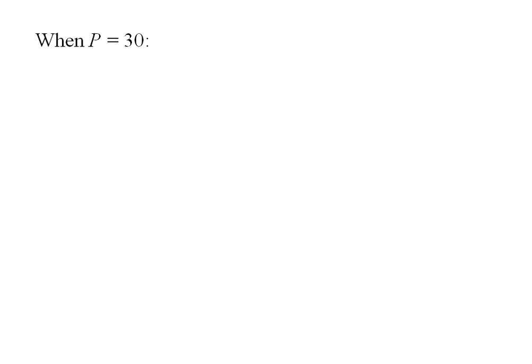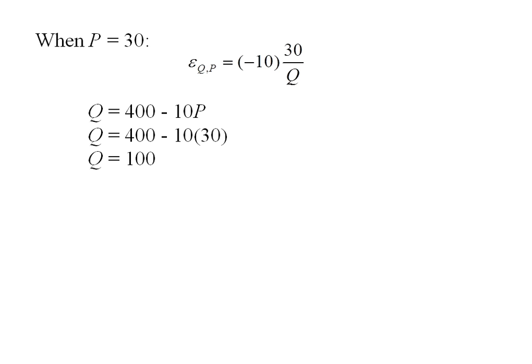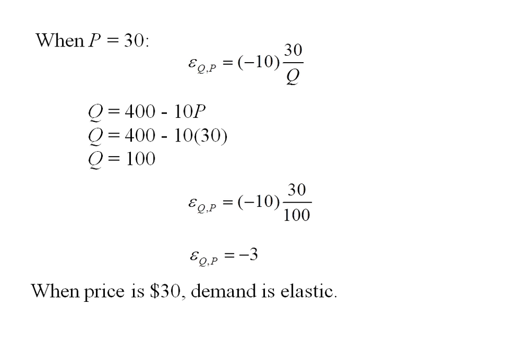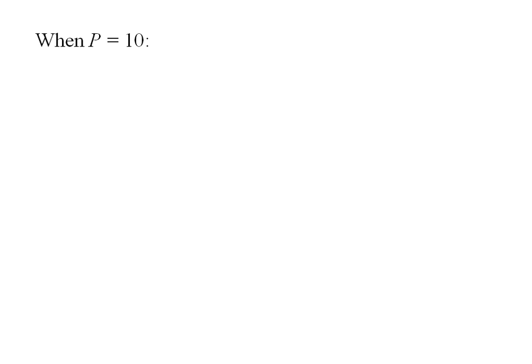So when price is 30, I plug in the negative 10 for b, the 30 for price, and I still have that Q term remaining. Well, if I take my original demand equation and I plug in 30 for price, out will come the quantity that I should plug in. Now all that's left to do is simplify and find out when price is 30, the elasticity of demand is negative 3. In other words, when price is $30, demand is elastic.